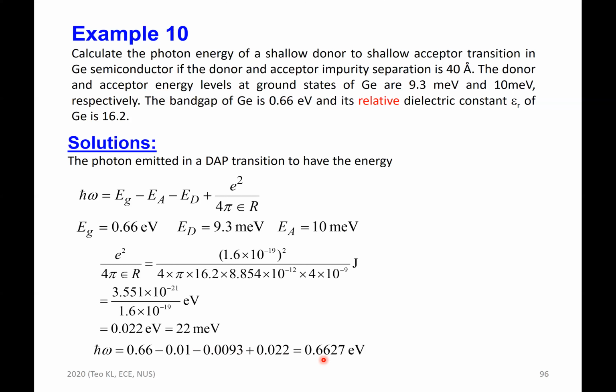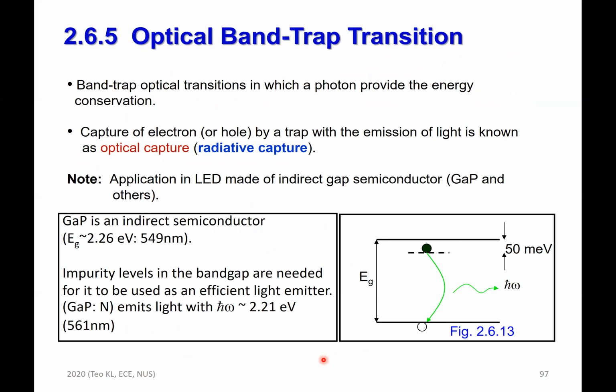Now, this is the last type of transition. We call it the optical bound trap transition. Gallium phosphide is an indirect band gap semiconductor. In fact, gallium phosphide, which has an indirect band gap, was first used for LED, even though it's an indirect band gap semiconductor. The gallium phosphide indirect band gap is about 2.26 eV, and when you introduce an impurity level, it can become a very efficient light emitter.